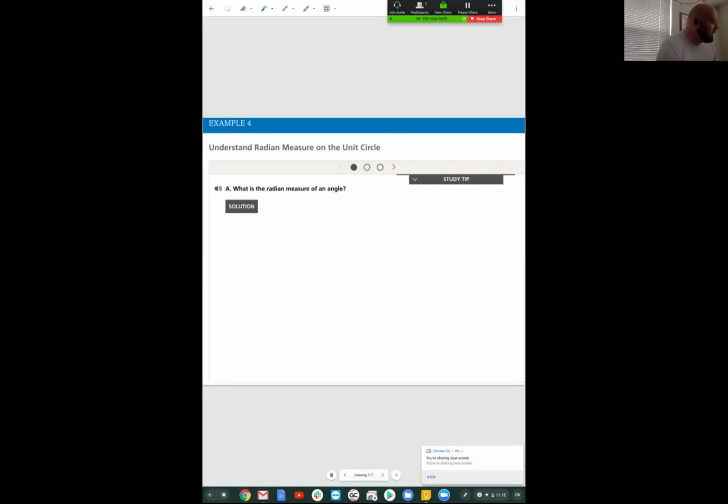Example 4, we want to understand radian measure on a unit circle. Radian here is probably a word that you've never seen before, but you can see that it looks really similar to the word radius. And if you're not sure, that is actually a U. It kind of looked like an O, but it is the letter U, a radius.